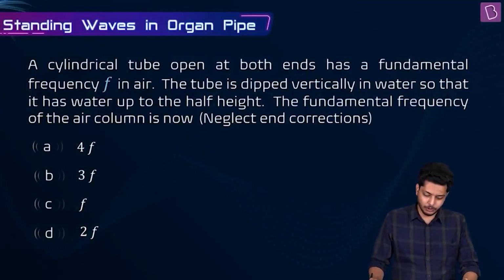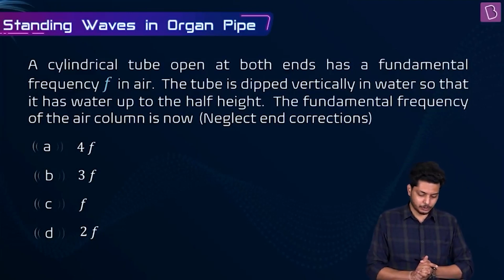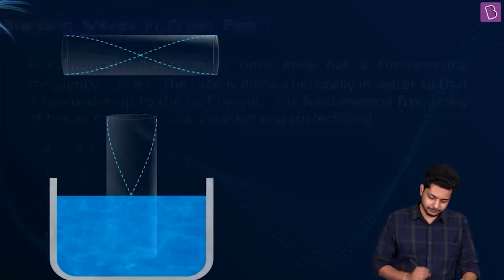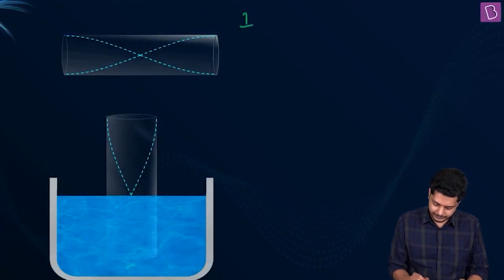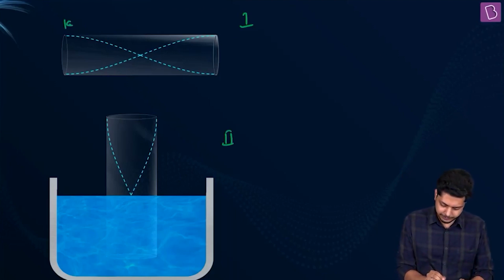A cylindrical tube open at both ends has a fundamental frequency f in air. The tube is dipped vertically in water so that it has water up to half the height. Now the fundamental frequency of the air column is now 4f, 3f, f or 2f. So here we have two cases. In one case, we have an open organ pipe. Let's say this is our first case, this is our second case. Let's say the length of this pipe is L.